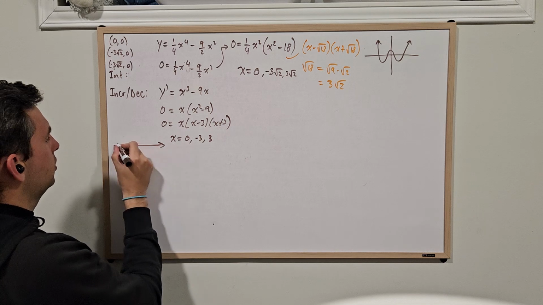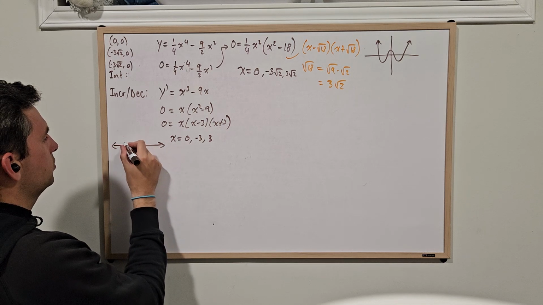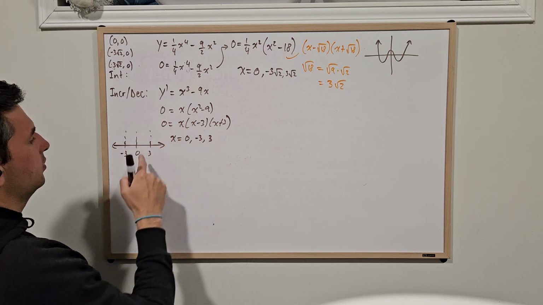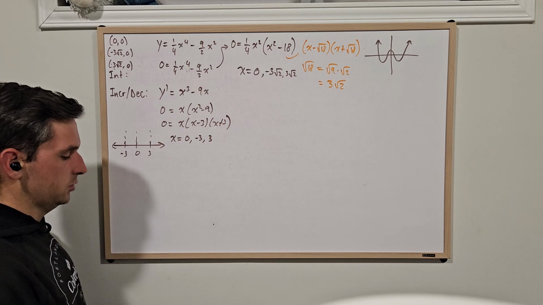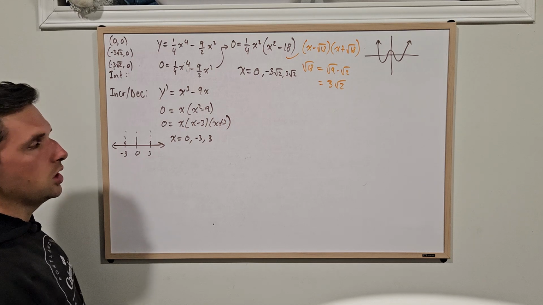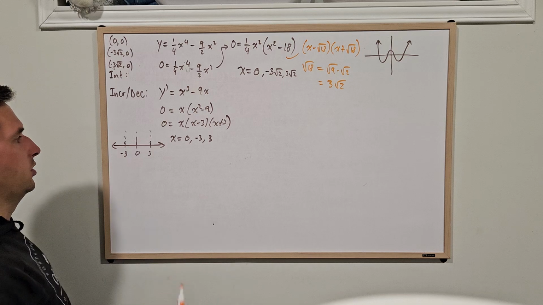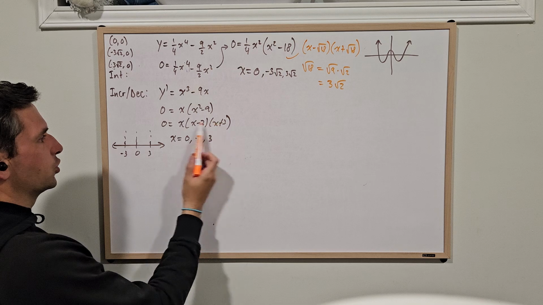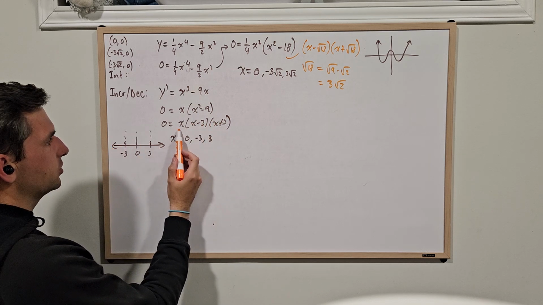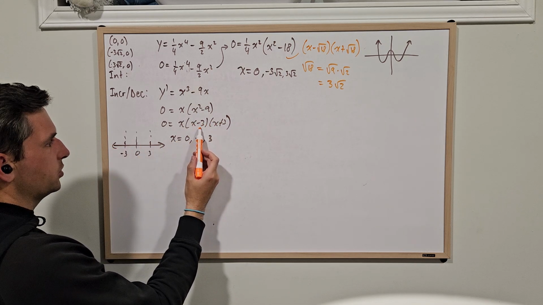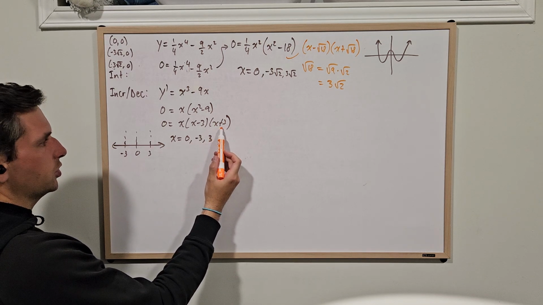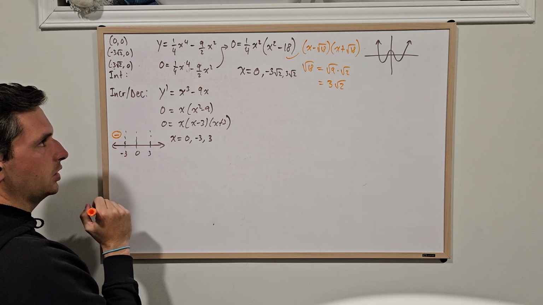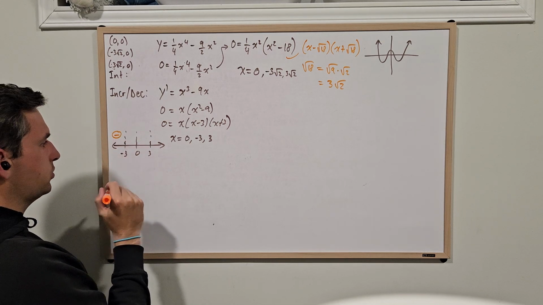If we draw our little interval line here, we have 0, negative 3, positive 3. And we want to plug in values to the left and right of these intervals to see whether we are going to be increasing or decreasing. That's how we're going to find our intervals here. So we're going to use this version right here. We're going to plug in negative 4, right? So this is going to be a negative number. Negative 4 minus 3 is going to be negative. Negative 4 plus 3 is also going to be negative. So a negative times another negative is going to give us negative. So we're starting with an interval of decrease.